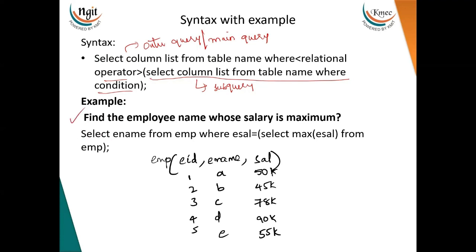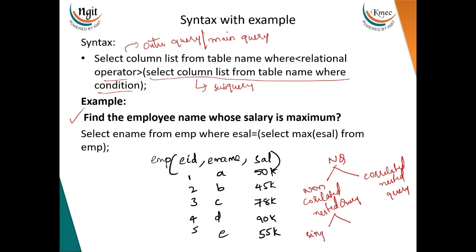Firstly, before solving this query, we will see what the different categories included in the nested query are. Under nested query, we have two different categories, namely the non-correlated nested query and the correlated nested query. What is the difference between these two? The non-correlated nested query is again classified into two types. One is the single-row or simple nested query, and the other one is the multi-row nested query.